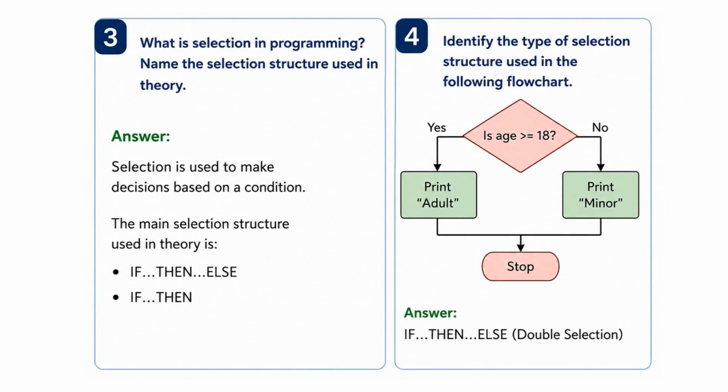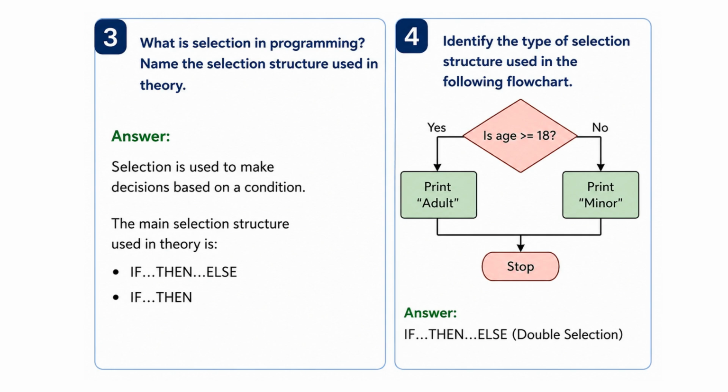Now let's learn about selection in programming. Question 3 asks, what is selection in programming? Selection is used when a program needs to make a decision based on a condition. The computer checks whether a condition is true or false and then chooses the correct action. There are two common types of selection. The first one is if-then, where only one action happens if the condition is true.